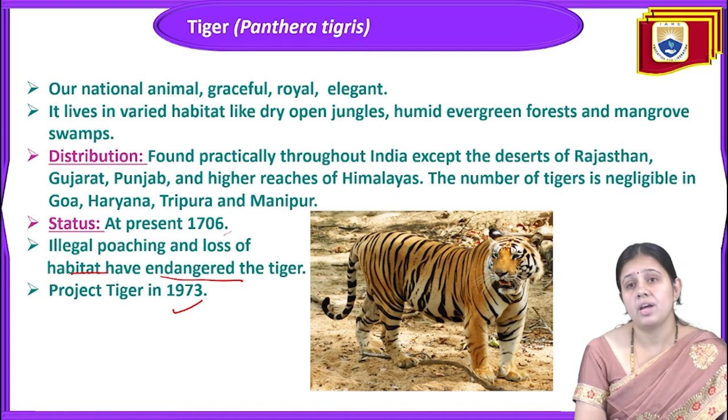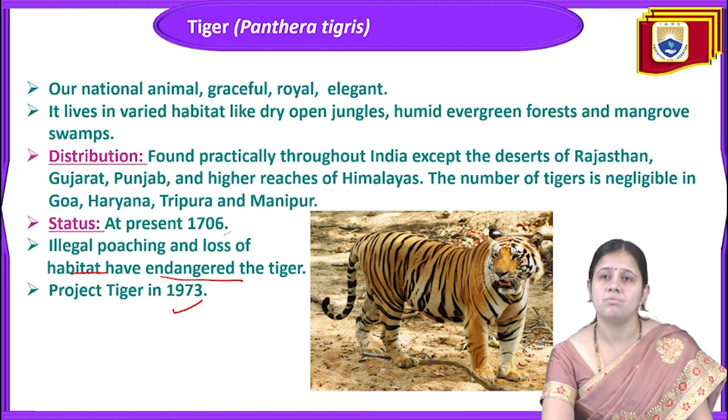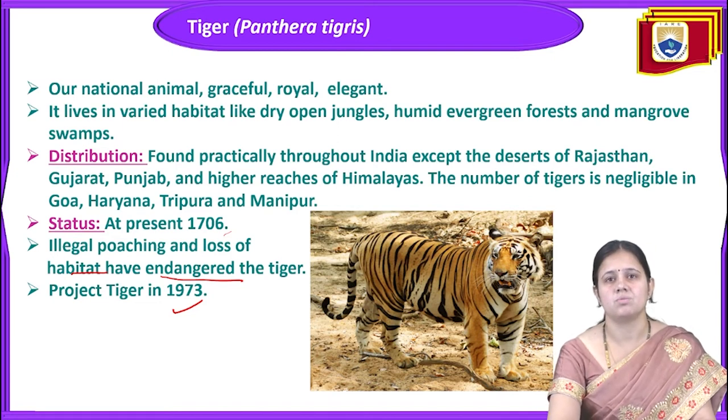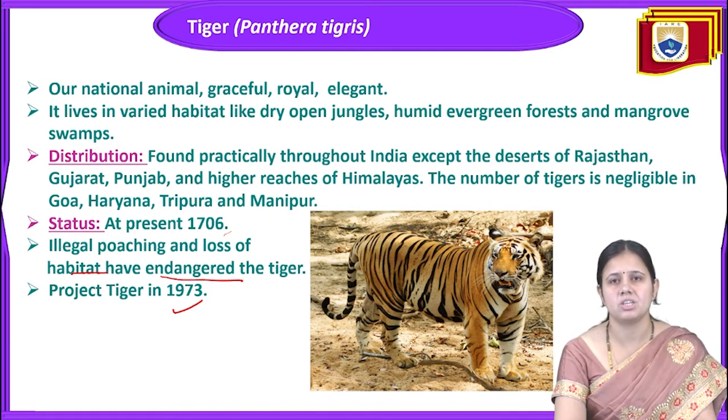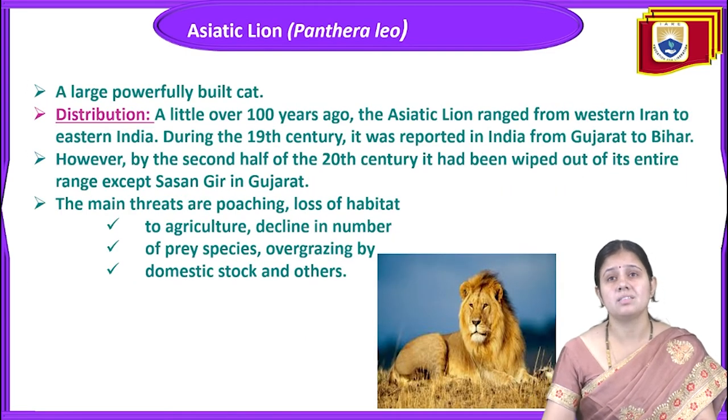Due to habitat loss and habitat destruction, our national animal, the tiger, comes under the category of endangered. This is because we are over-exploiting our biodiversity. Now next is the Asiatic lion, that is Panthera leo.